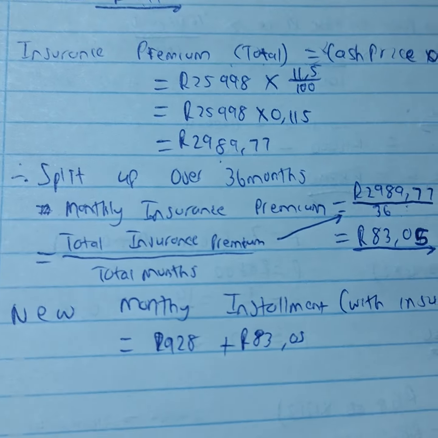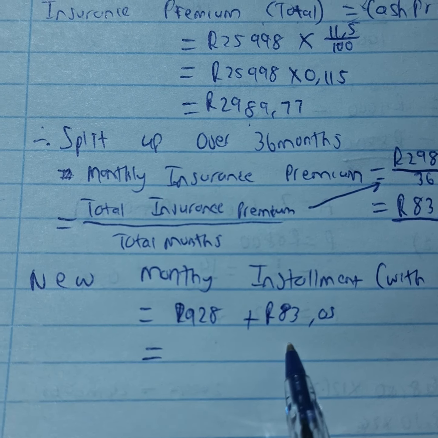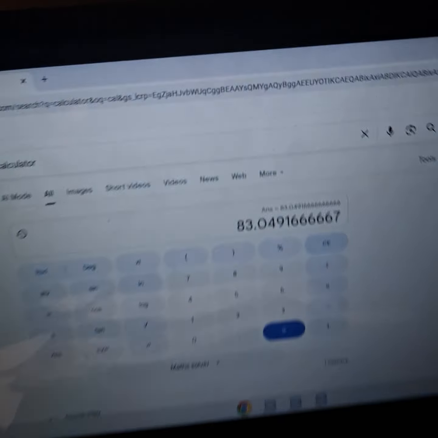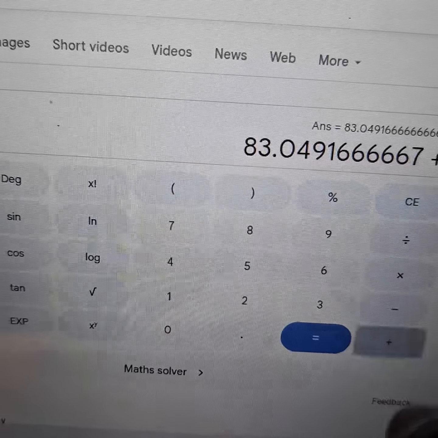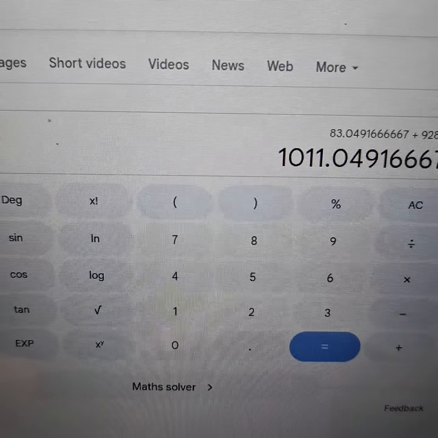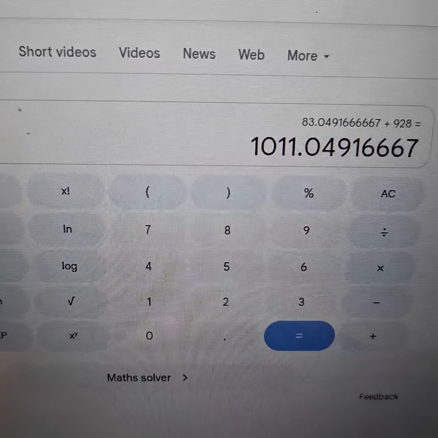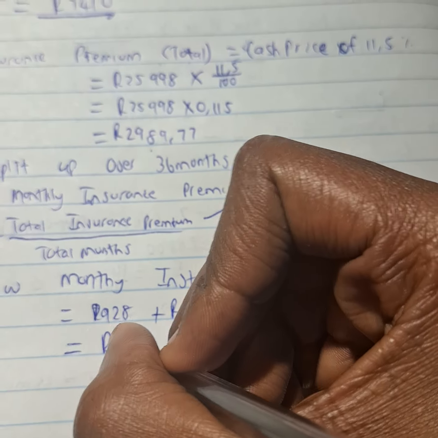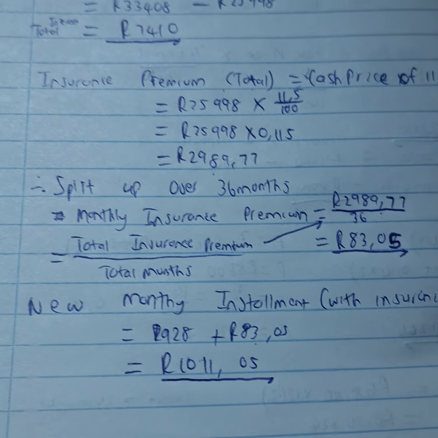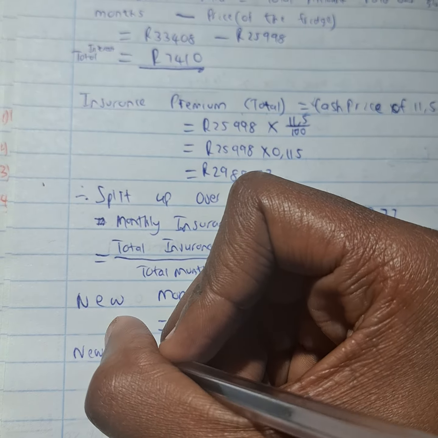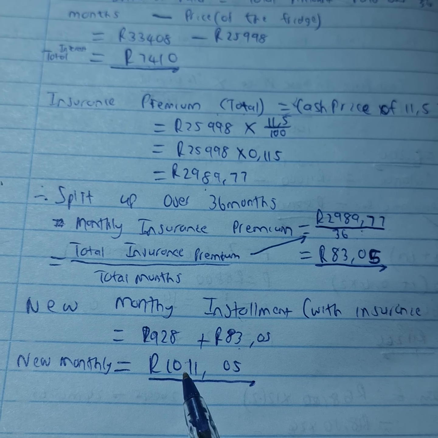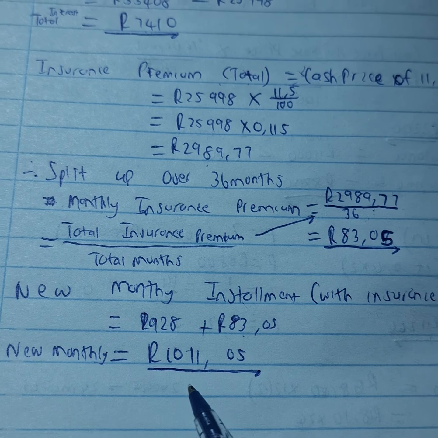Because remember, we want to make sure that the fridge is insured so that in any event that anything happens, we can actually replace the fridge. 928 rand plus the 83 rand 5 cents. So let's just go there and say plus the 928, which is equal to 1011 rand 5 cents. It's quite a bit that this person is going to be paying, the new monthly installment with insurance premium added on. So it's 1011 rand 5 cents that this person is going to be paying.